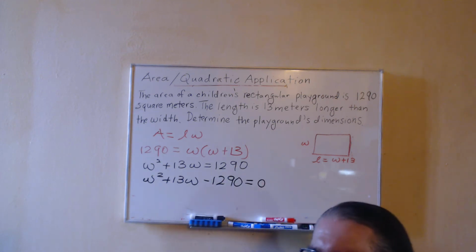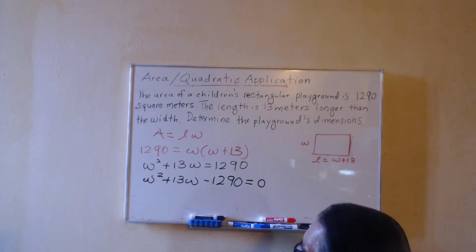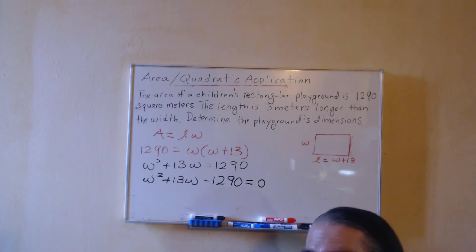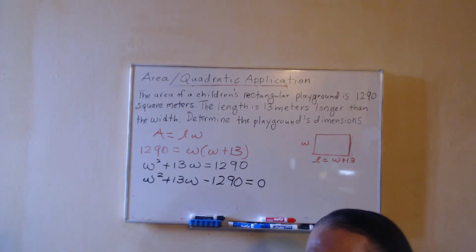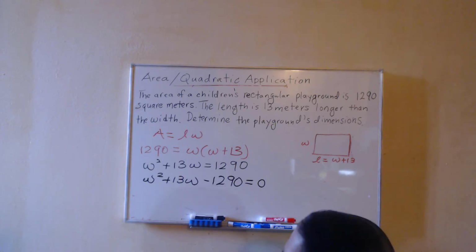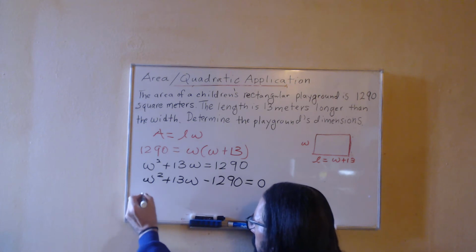And it might be possible to factor this, but given the size of the number 1,290, I don't know if it would be something where we could find a factor pair that multiplies to negative 1290 and adds to 13. Is that something we could find quickly? Is there even such a pair? Or is our solution here going to be something that has a decimal approximation, in which case we probably wouldn't have been able to factor anyway? So I'm going to go with the quadratic formula.